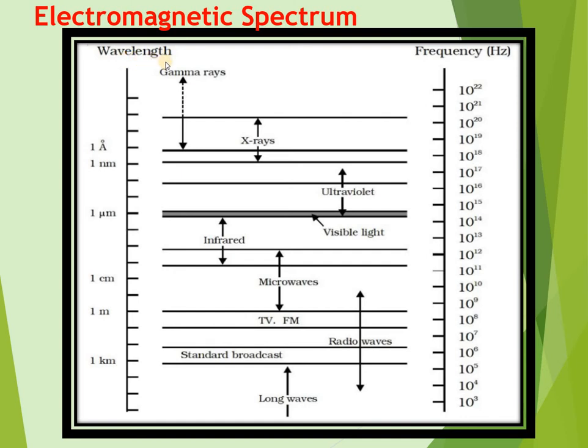From this spectrum, you come to know that gamma rays are at the top. That means gamma rays have minimum wavelength and maximum frequency. At the bottom, the radio waves have maximum wavelength and minimum frequency, and the rest of the waves are arranged in between according to their wavelength or frequency. This arrangement is called the electromagnetic spectrum. Now we need to study each wave in detail: how they are produced, their sources, and their uses.